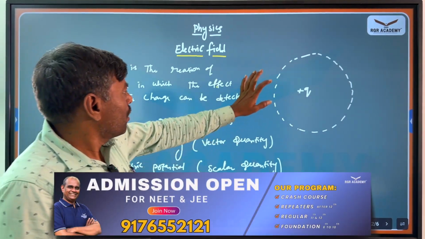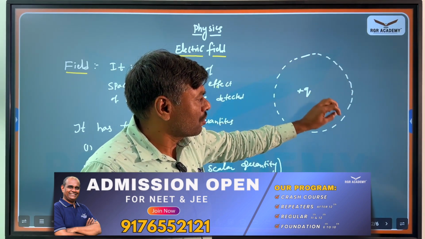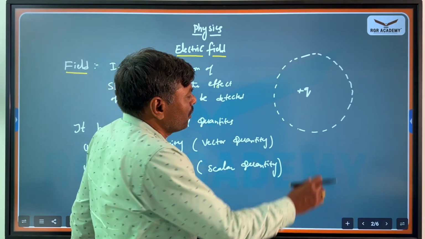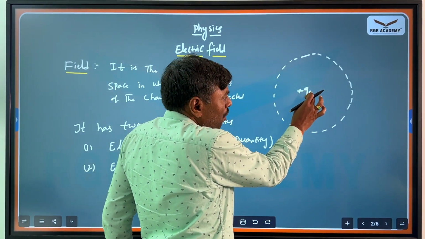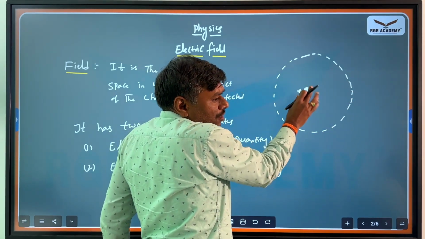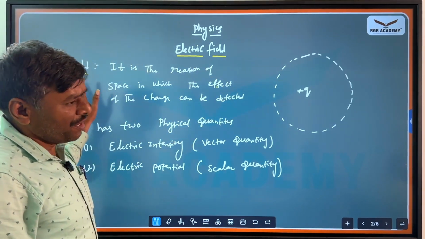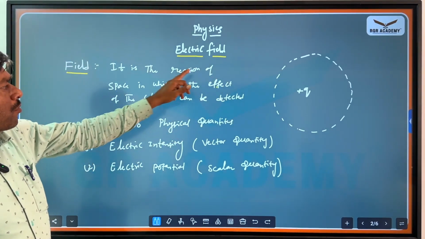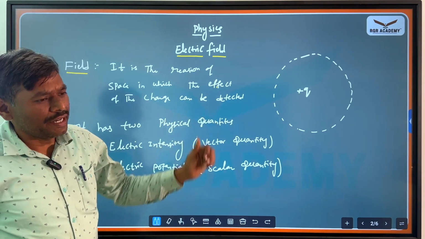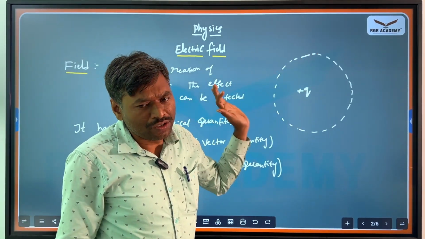It is a space around the charge in which the effect of the charge can be detected. How much space around the charge has the charge's effect, that is what we call the charge field. It is the region of space in which the effect of the charge can be detected, that is the electric field of this charge.